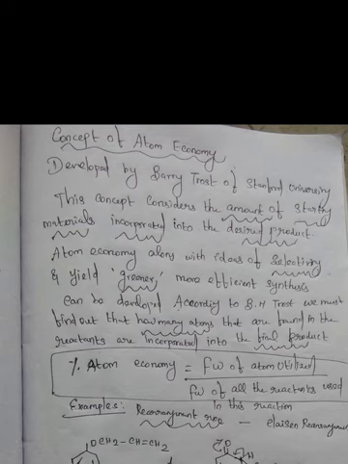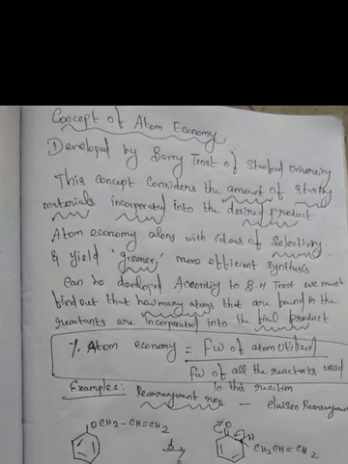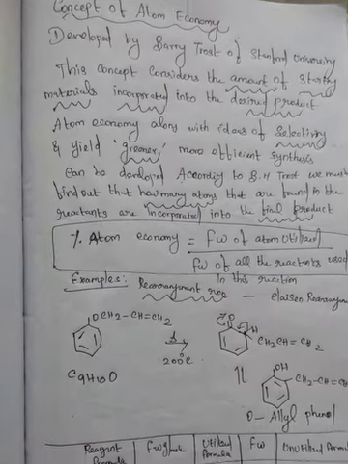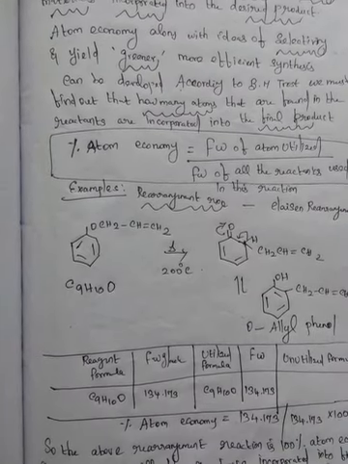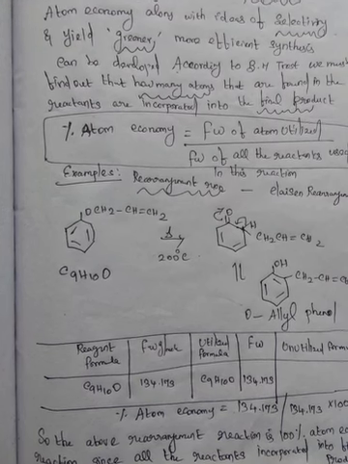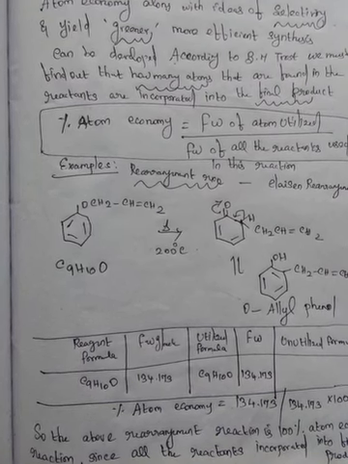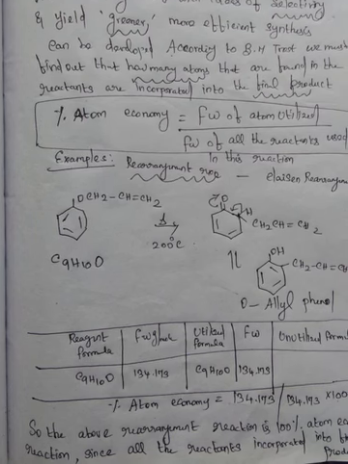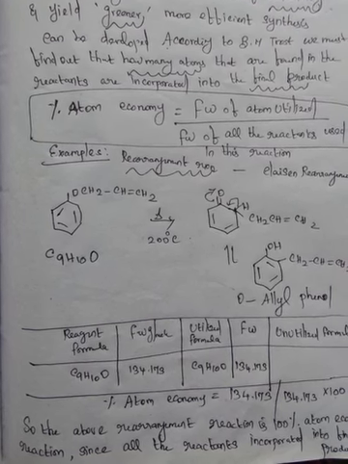Percentage atom economy is calculated as given below. The percentage atom economy is equal to the formula weight of atoms utilized divided by the formula weight of all the reactants used in the reaction, times 100. So using this formula, we can identify whether the reactant is completely utilized into products or not. Let us see an example.